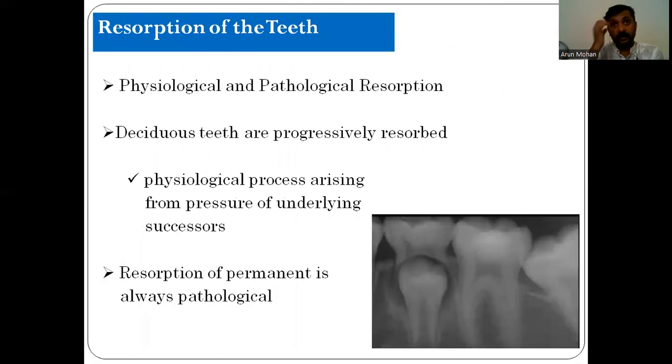Resorption of tooth is the next regressive alteration. So the resorption of tooth can be physiological or pathological resorption. Physiological resorption is a process of resorption of deciduous teeth. The root of the deciduous teeth gets resorbed due to the pressure created by the succeeding permanent teeth. So that is the example of physiological resorption of teeth.